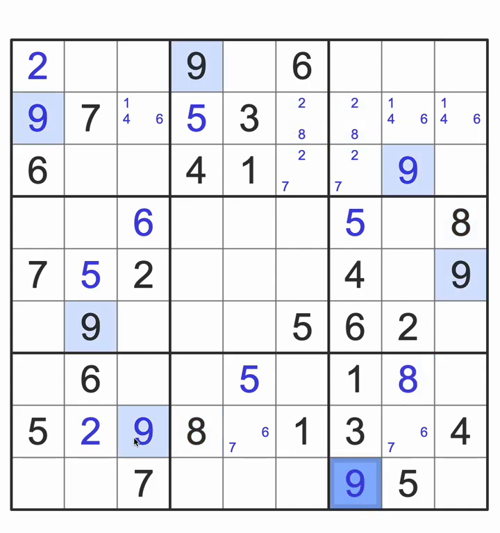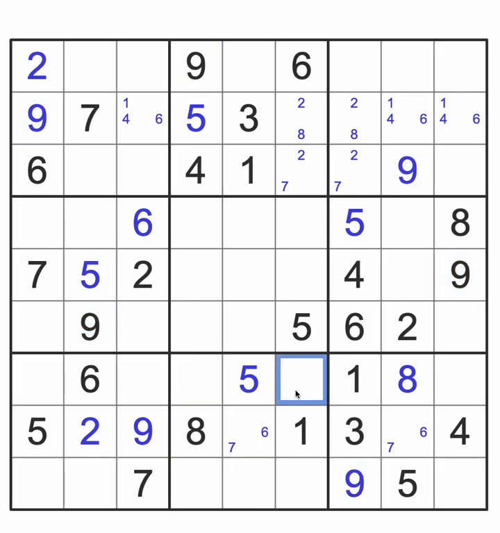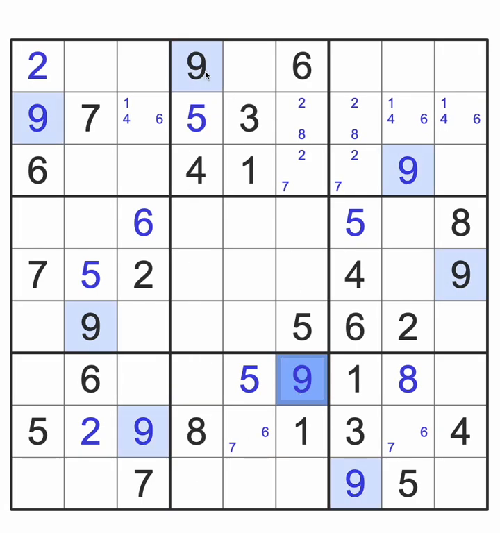And 9, 9, 9 block these, gives me 9 here. 9, 9, 9, 9 block these, gives me 9 here.